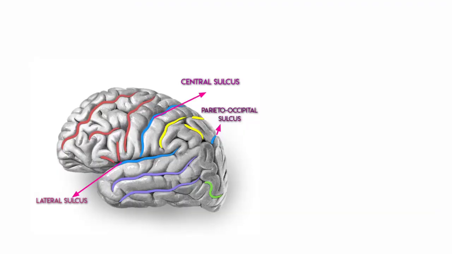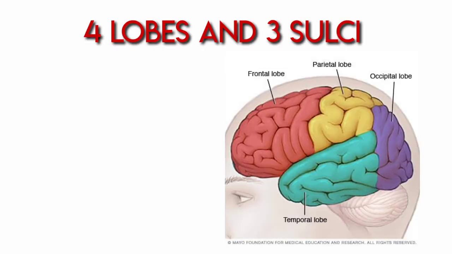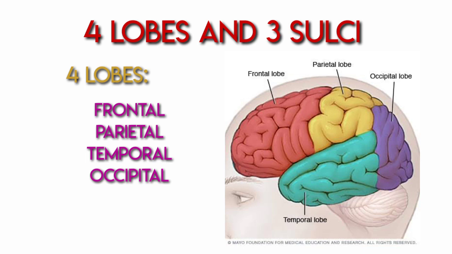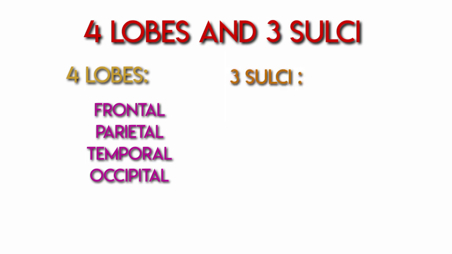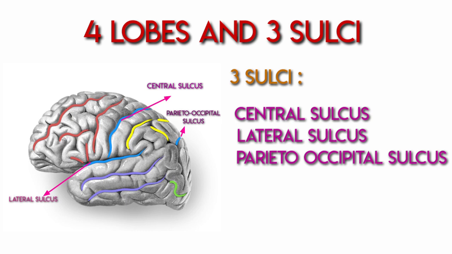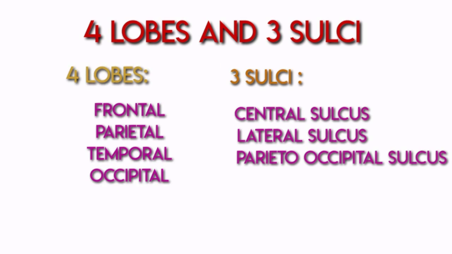There are 3 main sulci in a cerebrum, and these 3 sulci in turn create 4 lobes, and those 4 lobes are frontal, parietal, temporal and occipital, and the 3 sulci are central sulcus, lateral sulcus and parieto-occipital sulcus. Let's go through each of them. First we will see all the sulci, then the lobes.